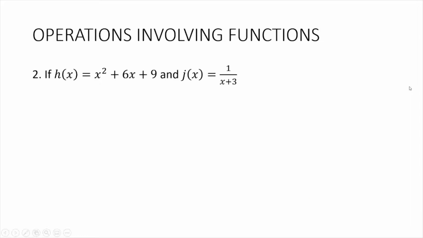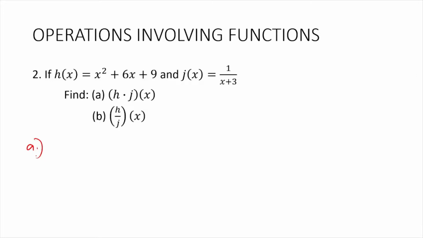Next, let's have: if h of x equals x squared plus 6x plus 9 and j of x equals 1 over x plus 3. So we are asked to find letter A, product of h and j, so h times j of x. And then letter B, we are asked to find the quotient of h and j. So let's start with letter A. So A, we are asked to find h times j of x.